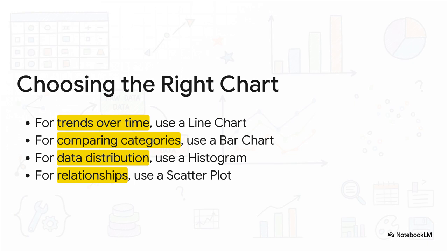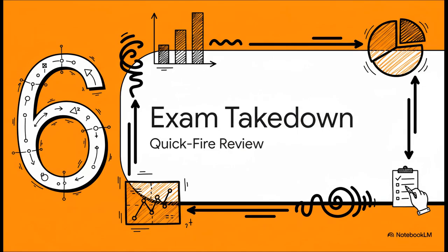Okay, but choosing the right chart is super important. So just ask yourself a few questions. Are you trying to show a trend over a period of time? Use a line chart. Are you comparing different groups or categories? That's a job for a bar chart. Want to see how your data is spread out? Go for a histogram. And if you want to see if two different things are related, a scatter plot is what you need.